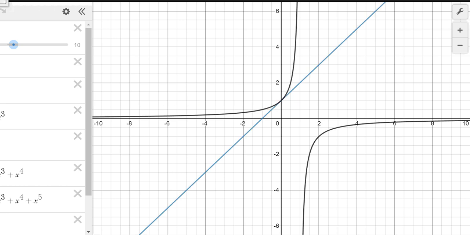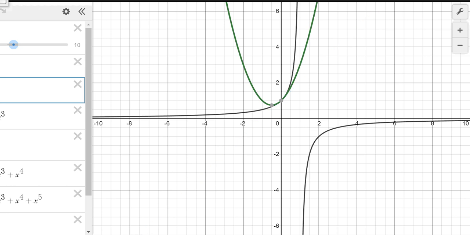Here's the second partial sum. I'm going to turn the first partial sum off. Here's the next one. There we go. Okay, so that's 1 plus x squared. That's 1 plus x squared plus x cubed. I'm going to call that the third partial sum. And I didn't ask you to do this, but this is the fourth partial sum. This is the fifth partial sum. So now let's just go back through that one more time.